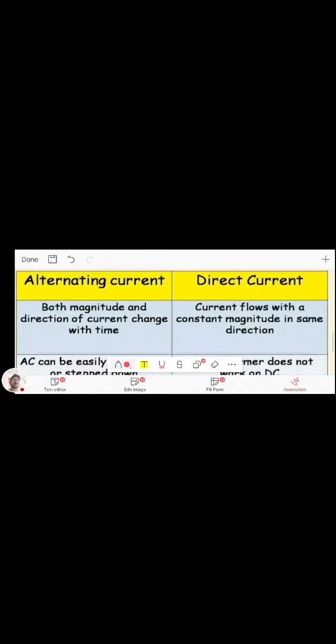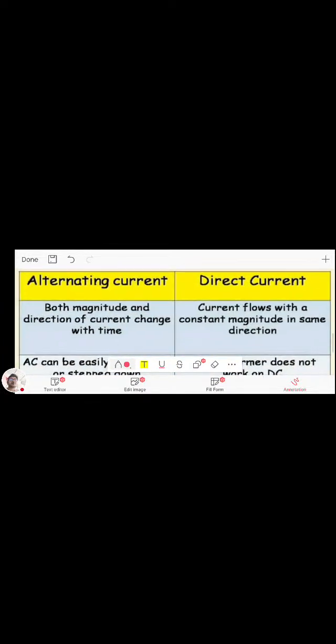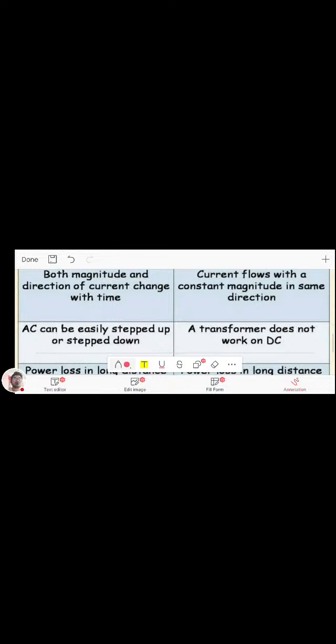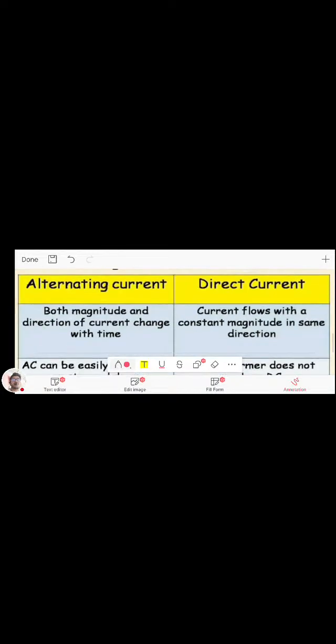Now alternating and direct current. This is from the chapter magnetic effect of electric current. In alternating current, the magnitude and direction of current change with respect to time. In direct current, the current flows with a constant magnitude in the same direction. But in alternating current, the direction of current changes in every half cycle.